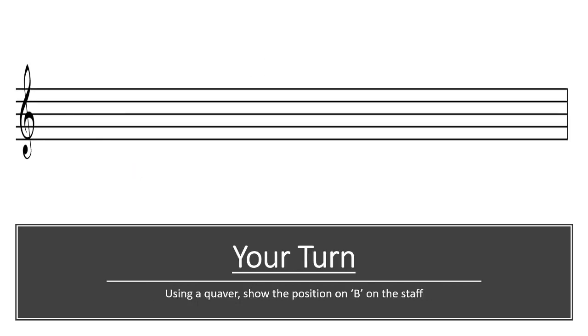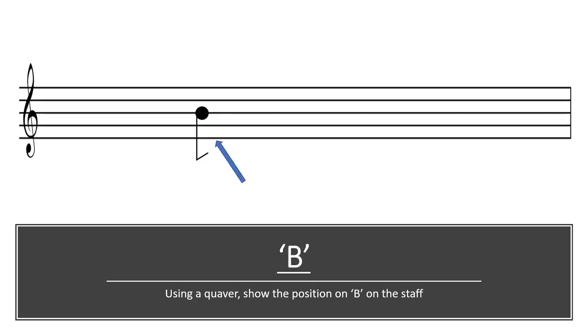Next one, using a quaver, draw the position of B on the staff. So first of all, think of what the quaver was. Think of what it looked like. So you remember what it looks like. And then start at G and work your way up through the lines and spaces until you think you've found where B is, and draw your quaver on that position. And if you do it correct, you should end up with this.